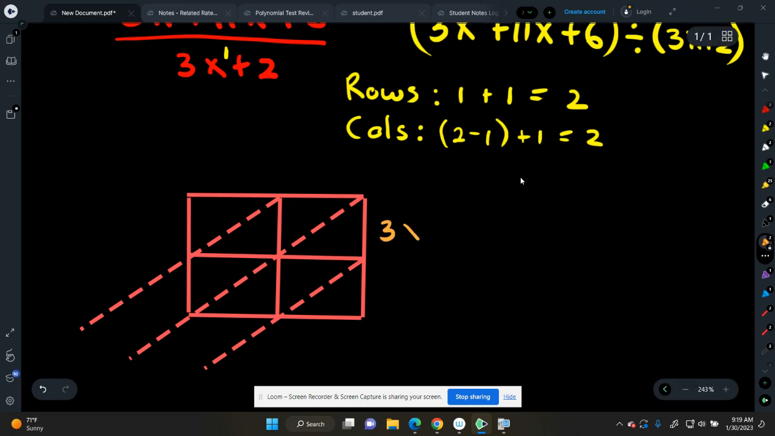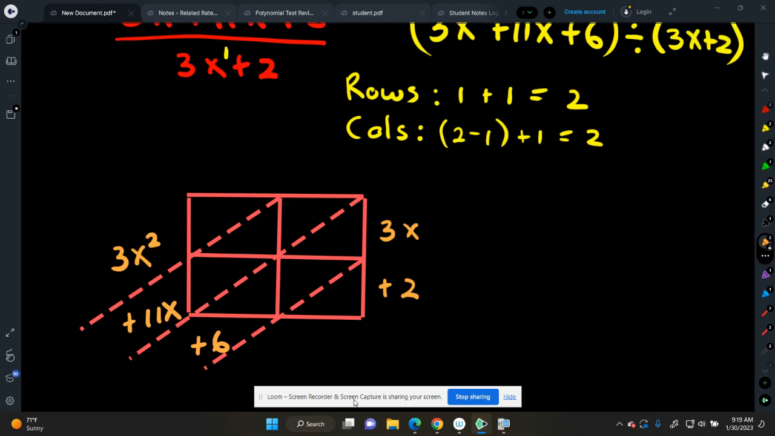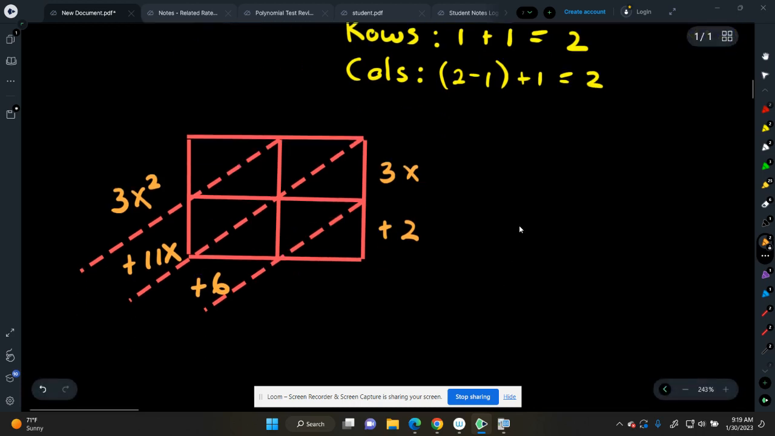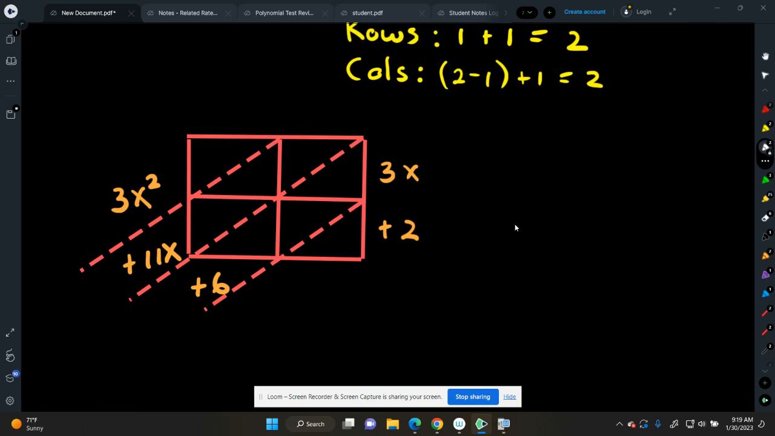Okay, so we're going to put 3x plus 2 along the side. And then we're going to put 3x squared plus 11x plus 6. Where did I get those numbers? It's the one on the top, right? It's the polynomial on the top. Okay, so we have our box. What do I do now? What do we do now, Tony? Okay, so let's fill in our corners. 3x squared and 6. Fill in our corners.